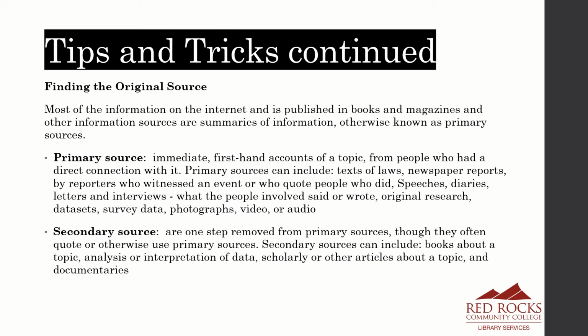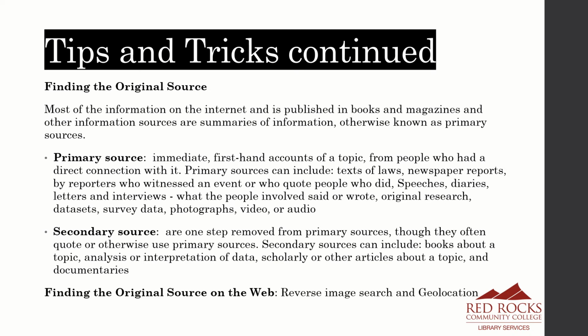A secondary source is a source that is one step removed from primary sources. They often quote or otherwise use primary sources. Secondary sources can include books about a topic, any analysis or interpretation of data, scholarly and other articles on a topic, and documentaries. Now let's discuss ways to find original resources on the web with images. The two ways to do this are reverse image search and geolocation.